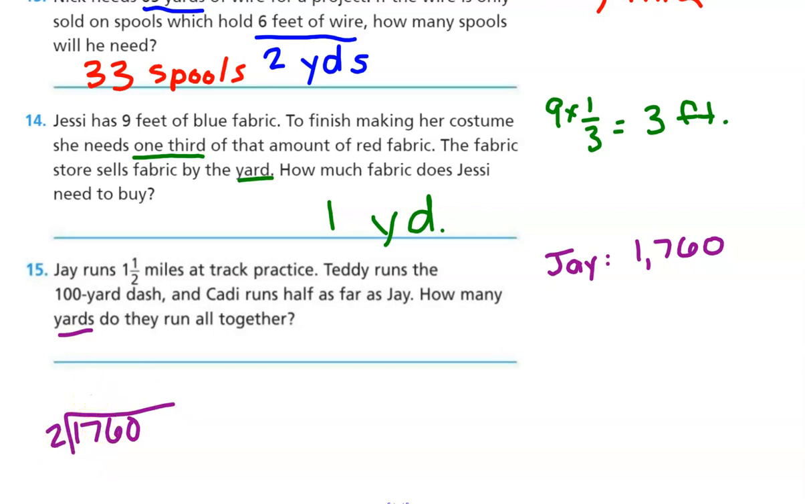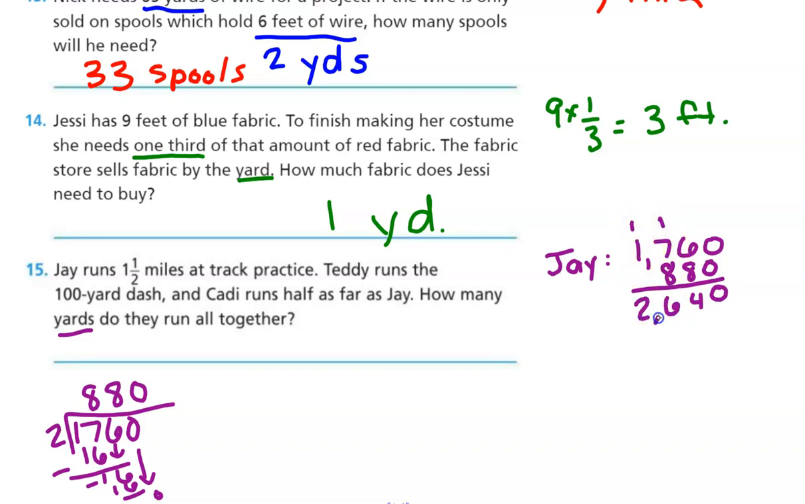2 goes into 17 8 times. Minus 16. Oh gosh, I'm going to run out of room. You guys are going to bear with me here. 2 goes into 16 8 times. Minus 16. Oh, that's actually pretty easy. And then 2 goes into 0. So that means that this is his 1 mile in yards, and this is then that half of a mile in yards. And if I add those two together, that means that he will have traveled 2,640 yards altogether. So I've got Jay done. Jay is traveling 2,640 yards.